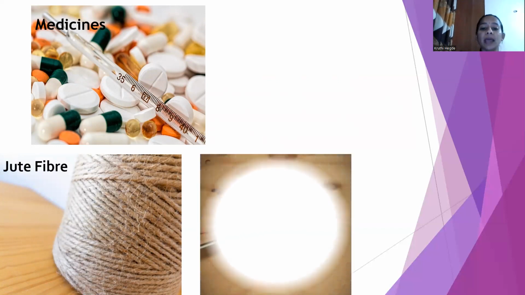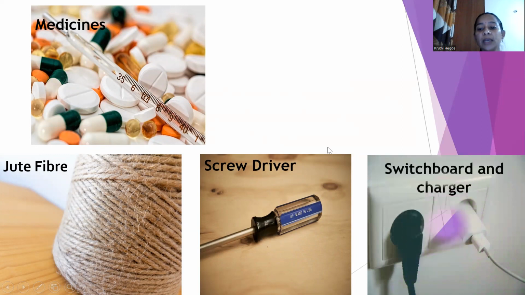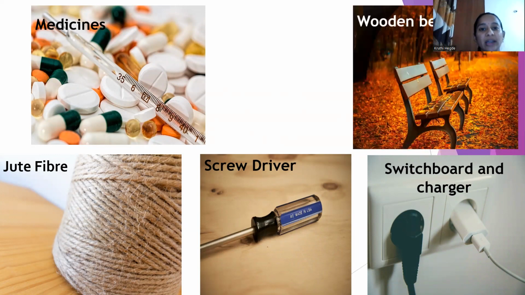Okay, fine. Then here we have a screwdriver. The screwdriver has a metallic part in this portion and the handle is made up of plastic. Then we have switchboard and charger, which are mainly made up of plastic, bakelite and melamine plastics. That is, plastics which do not change their shape on heating are used for making switchboard and charger. Then wooden bench, right? It's made up of wood.